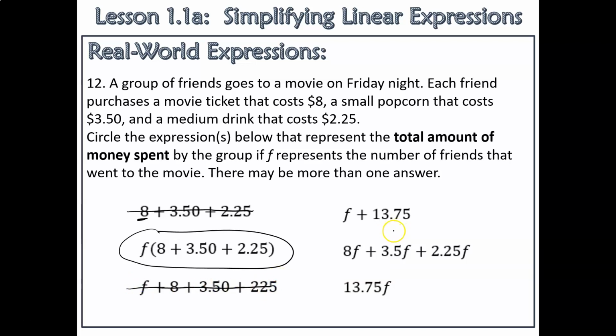So if you add, this is F plus 13.75. I'm thinking that they're adding all these up and then adding the number of F. You would have to multiply that. So this one doesn't work. So this one says the price of a ticket times the number of friends plus the price of popcorn times the number of friends plus the price of a drink times the number of friends. So that one works. And if you add these numbers, which would be the cost of one person attending, and multiply it by the number of friends, that also works.